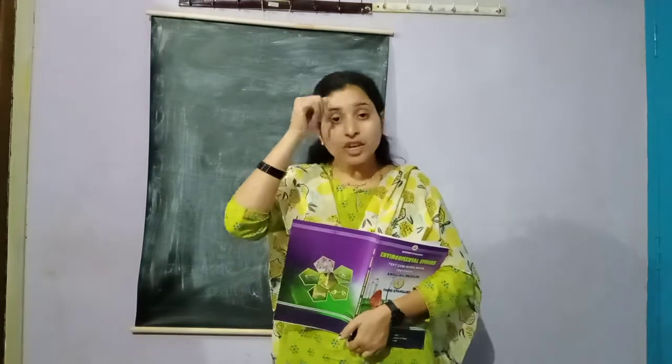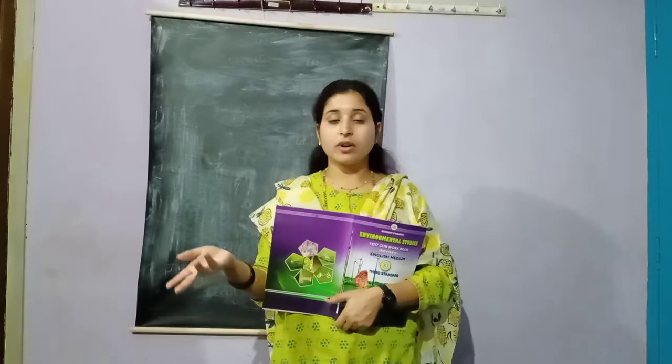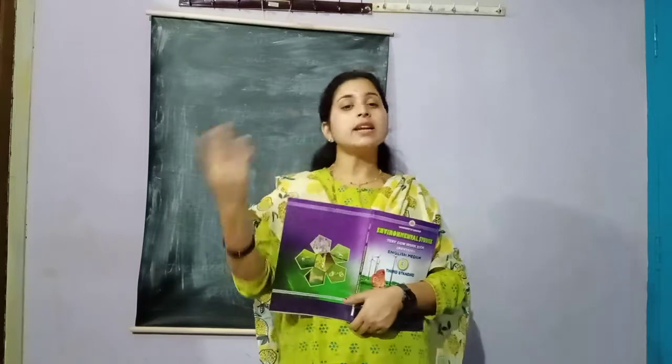There are 4 main directions: east, west, north and south. If you stand facing the sun, where the sun is rising, that is called east. Behind your face is west. The left side of your hand is north. The right side of your hand is south. In this way, we can identify the directions north, south, east and west.